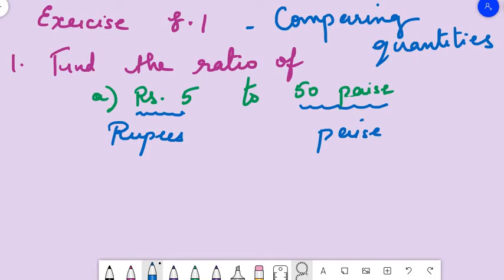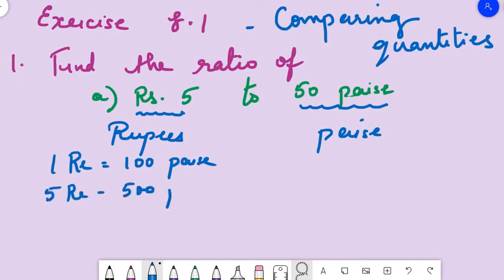So we know that 100 paise is 1 rupee, right? 1 rupee is equal to 100 paise. So 5 rupees will be equal to 500 paise. Now what do we have to compare actually? We will have to compare 500 is to 50. This is the ratio which we have to arrive at. Rupees 5 is to 50 paise can be written as 500 is to 50.